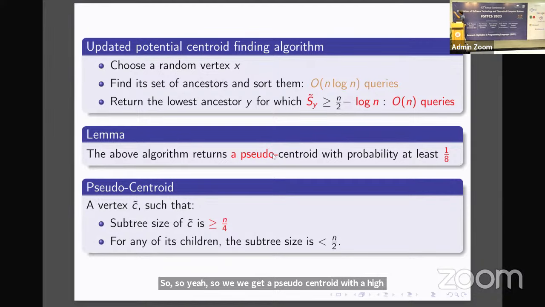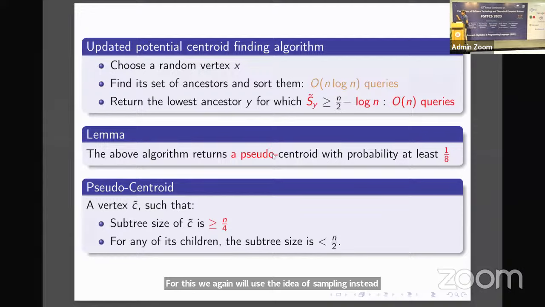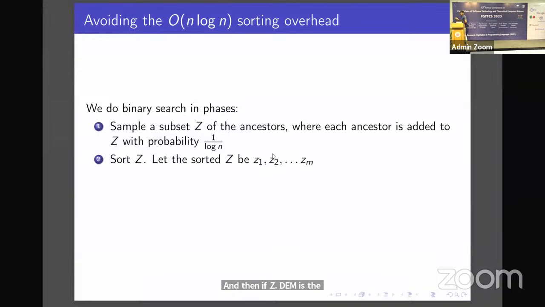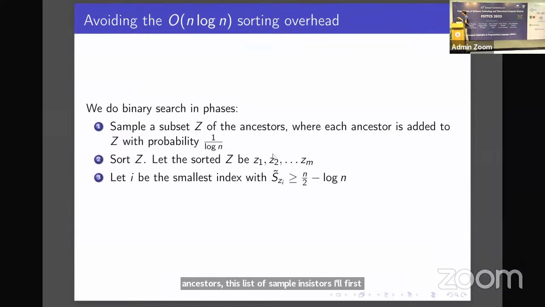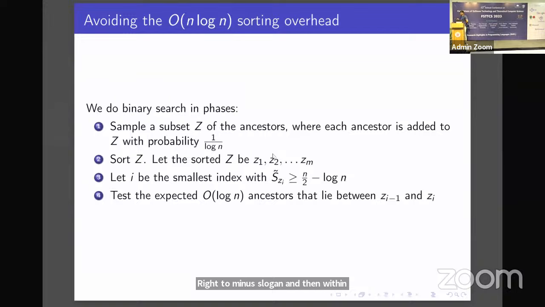But we also need to fix the n log n sorting queries that we use. For this, we'll use the idea of sampling. Instead of binary searching on the whole set of ancestors, first we'll just sample a subset of the ancestors, where we add every ancestor to the set with probability 1 over log n. And then if z1 through zm is the sorted list of ancestors, amongst this list, I'll first find which ancestor is the lowest that has estimated subtree size at least n by 2 minus log n. And then within this sampled ancestor and its previous sampled ancestor, I'll find the exact position. So we do this binary search in two phases instead of just directly sorting in n log n and then binary searching.